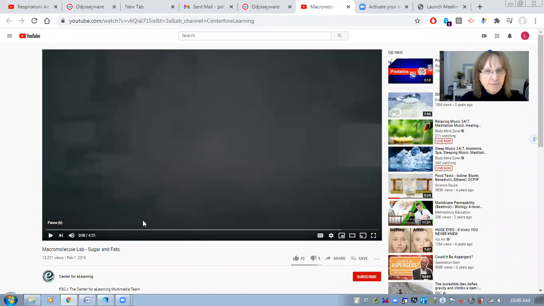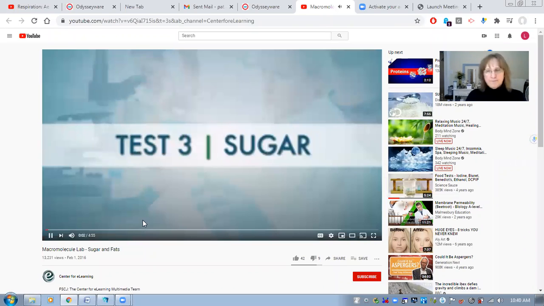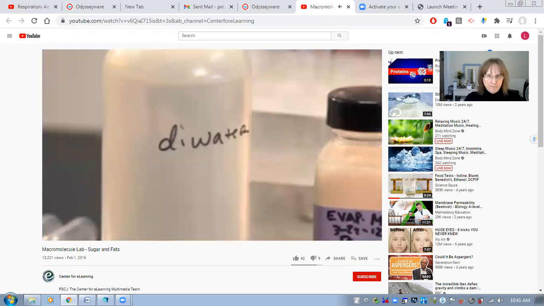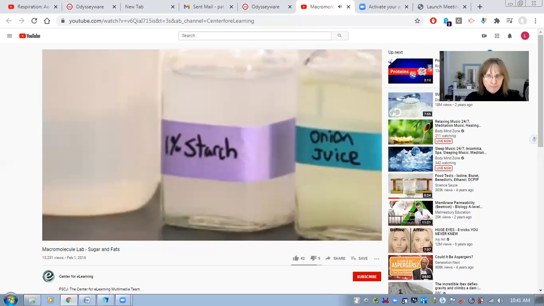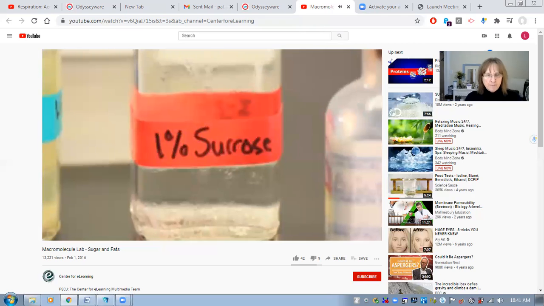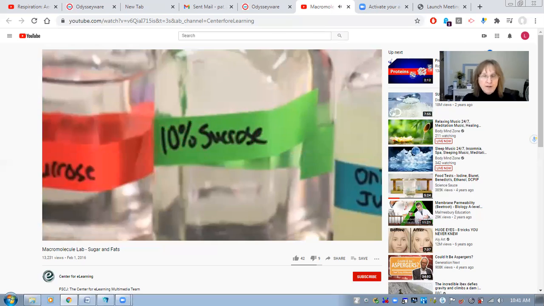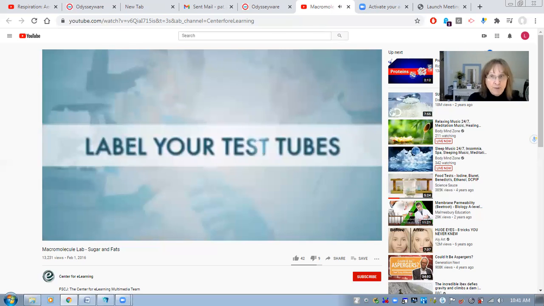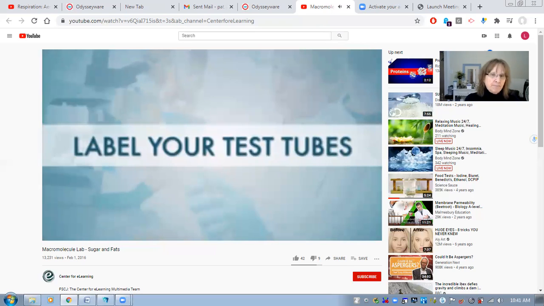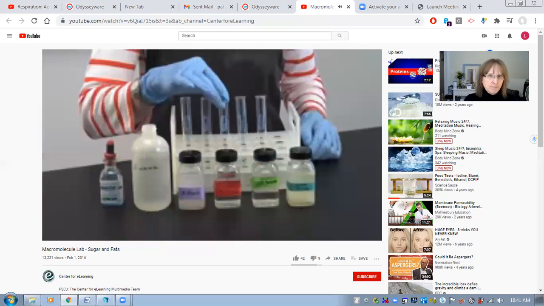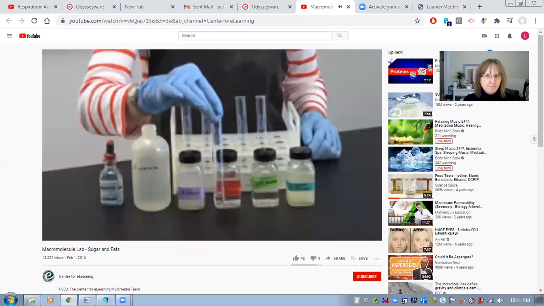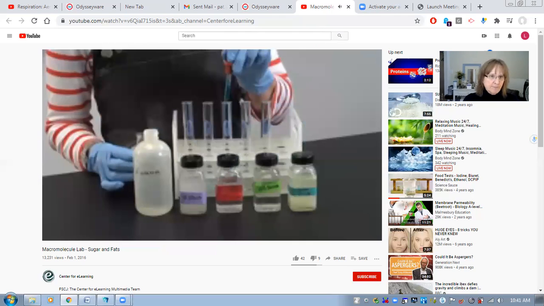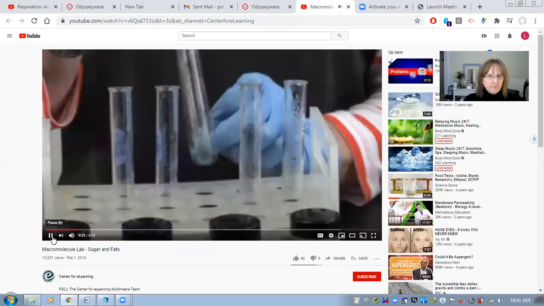Now we are ready to move on to the test for sugar. The solutions we will test in this experiment are DI water, 1% starch solution, 1% sucrose solution, 10% sucrose solution. You probably know that sucrose is sugar. Right? Before we begin, I will label my test tubes 1 through 5 and add 3 milliliters of each substance, starting with DI water, to the test tube. Next, I will add 5 drops of Benedict's reagent and swirl the contents.